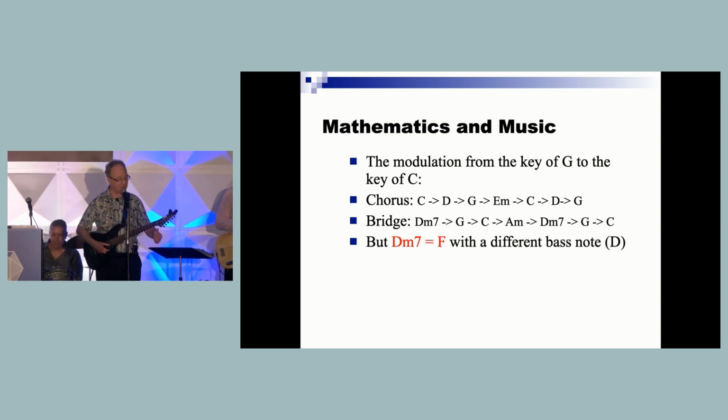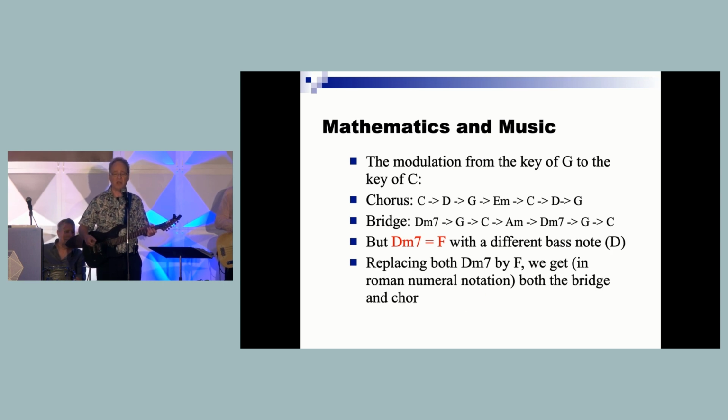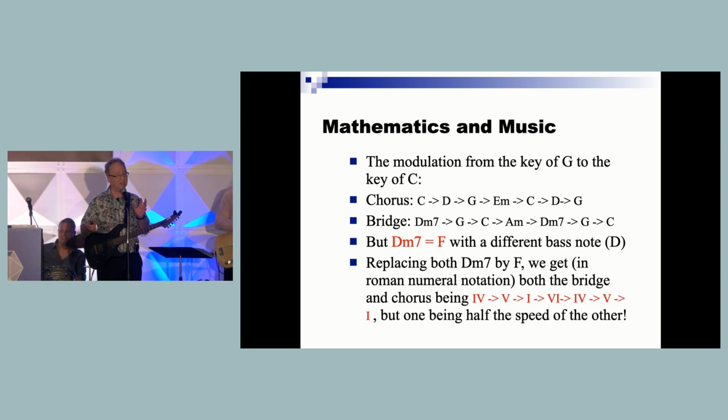But a D minor 7 is D, F, A, C, so I have to rely on a little bit of music knowledge here. It's essentially the same. F, A, C is an F chord, but with a different bass note on the bottom, a D. So really, if you replace it by what it really is, an F chord, you get the same pattern. It's the 4 chord in the key to the 5 chord to the 1 chord to the 4 chord to the 6 minor chord to the 5 chord to the 1.